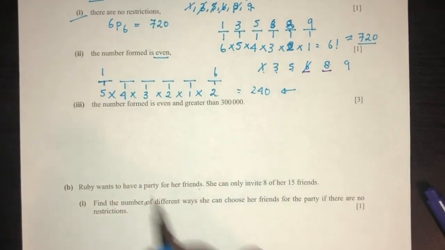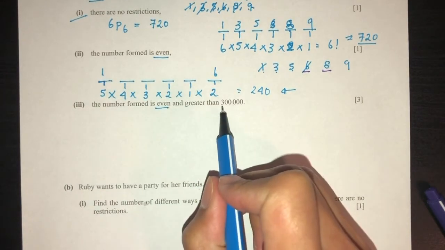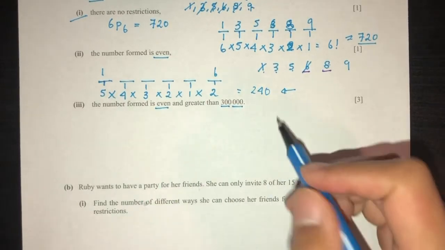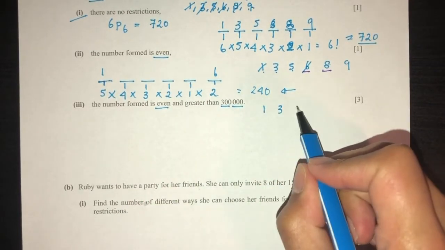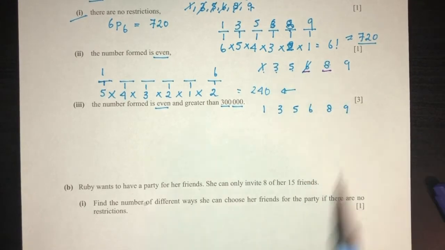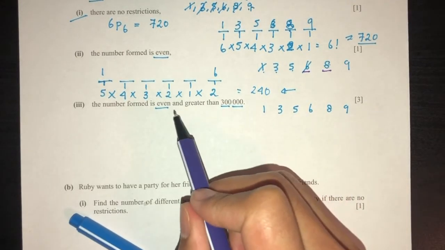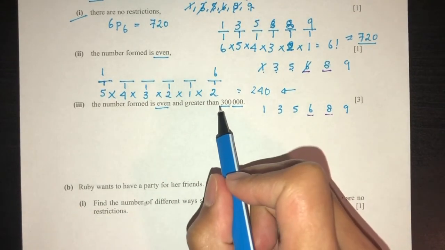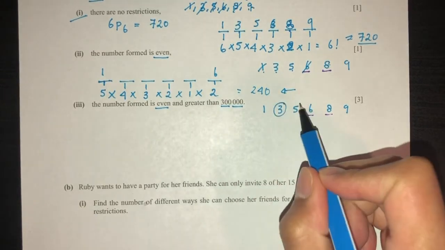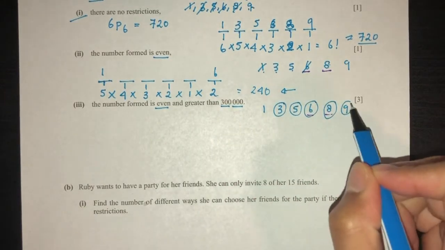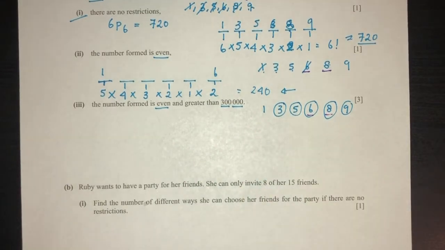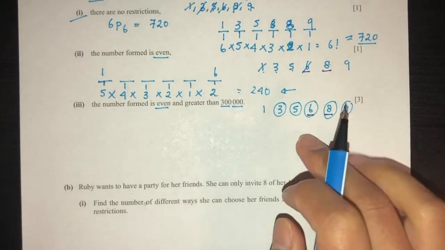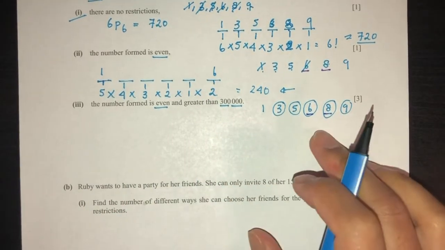Now for part 3, the number formed is even and bigger than 300,000. So in this case we have to do case by case. I have the numbers 1, 3, 5, 6, 8, 9. For it to be even, it has to end with 6 or 8. For it to be bigger than 300,000, it has to begin with 3, 5, 6, 8, or 9. So we have 5 choices for it to begin with. But you can see this one has 2 conditions in the same numbers, right? So we have to use them one by one.